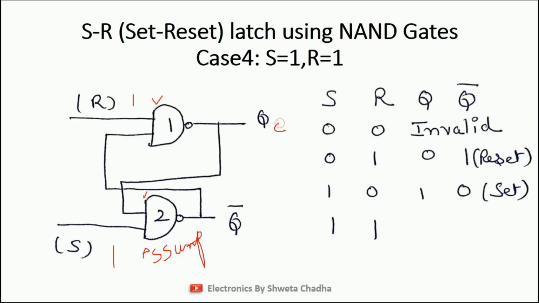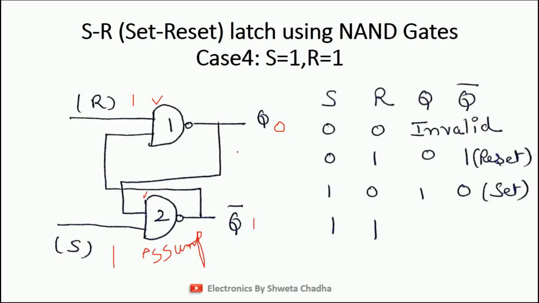The first case I can assume is Q is equal to 0 and Q bar is equal to 1. The second case I can assume is Q is equal to 1 and Q bar is equal to 0, which I will be discussing later on. And we can only assume 2 cases, either 0, 1 or 1, 0, because Q and Q bar must be opposite to each other, and they cannot have the same value. Hence, we cannot assume 0, 0 and 1, 1. So let us start with the first assumption.